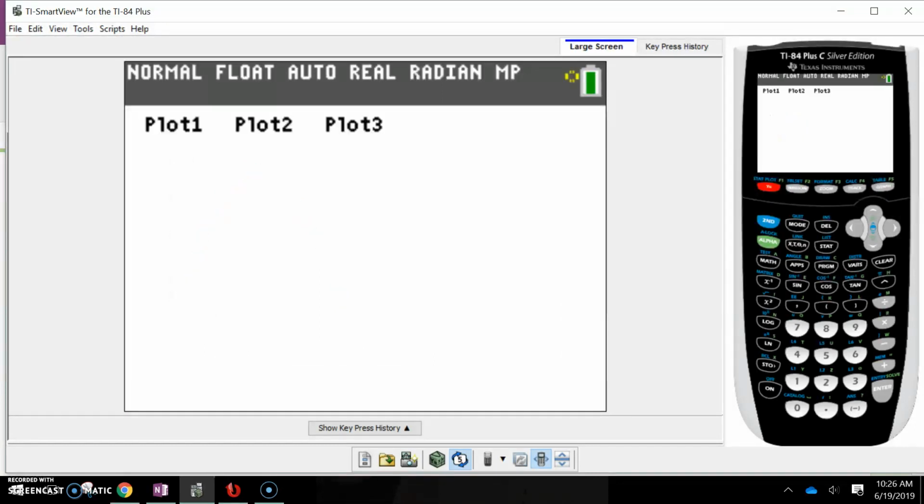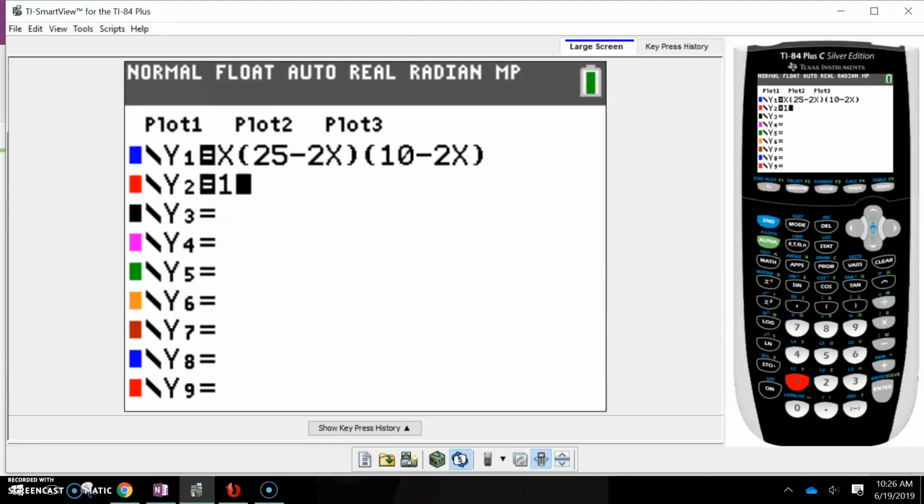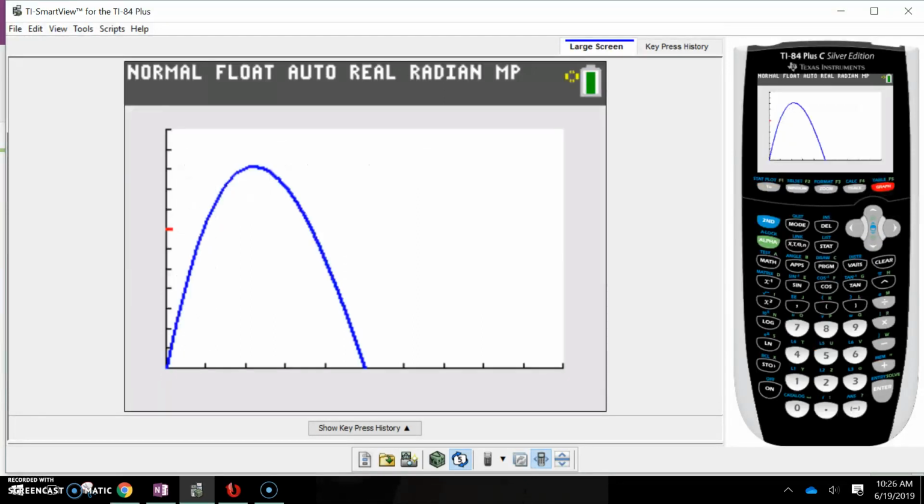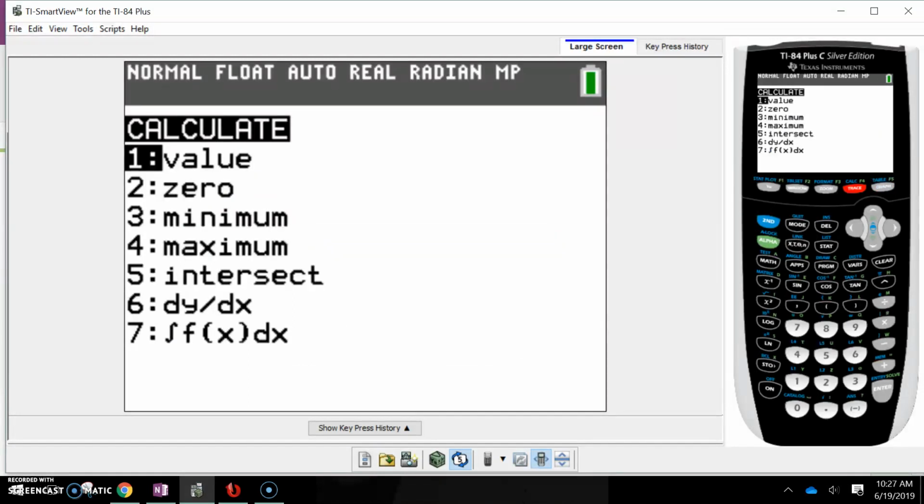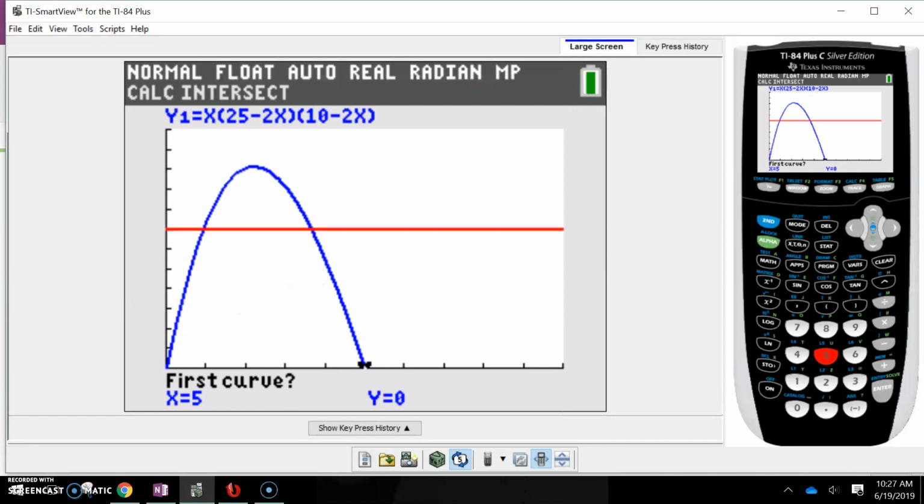So now under y2, I'm going to put 175. I want to draw that horizontal line so I can see exactly where I need to be. So I have to be anywhere before the first intersection and after the second intersection. So I need to find those intersection points. I'm going to press second calc and choose intersect, which is 5, and it asks me for the two curves, so I hit enter 3 times, and it gives me the one point. So that's about 0.36, and you'll see that y is 175.